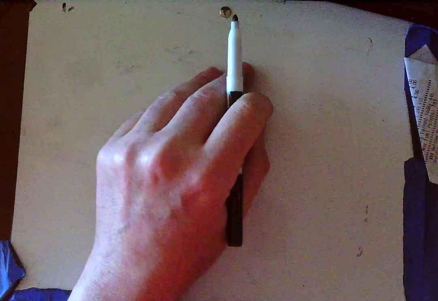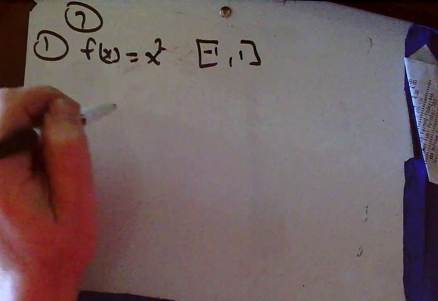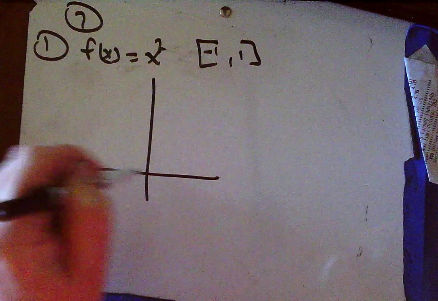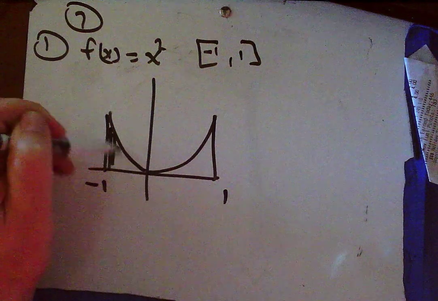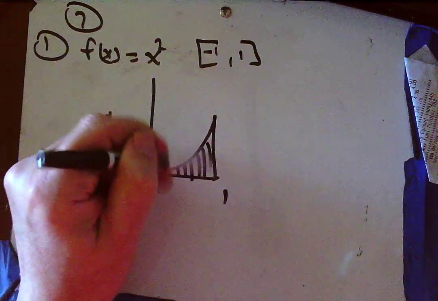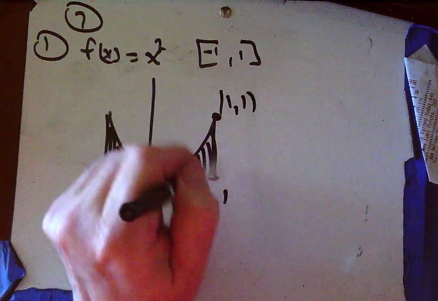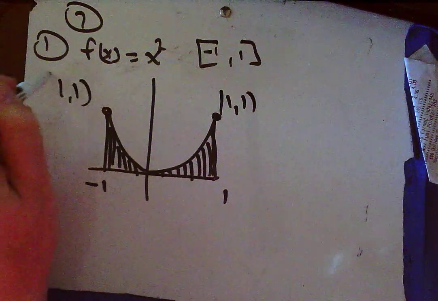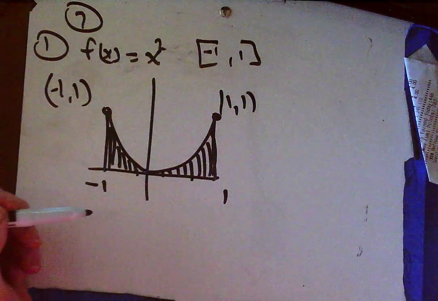Find the average value for each function on the given interval. Okay, so station 7, number 1, f of x equals x squared on -1 to 1. And we're looking for the average value. Let's think about what that means. We have an infinite number of heights. We know if we plug in 1 or -1, this height will be 1 as a maximum on both sides. But we'd like to know the average of this infinity of heights.